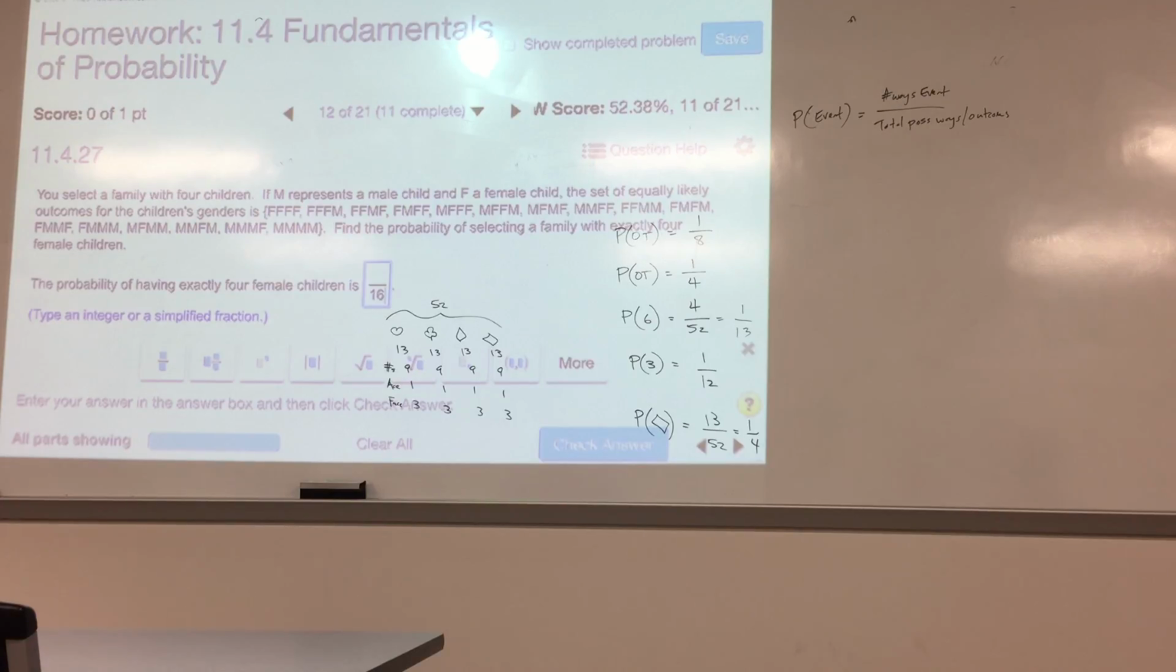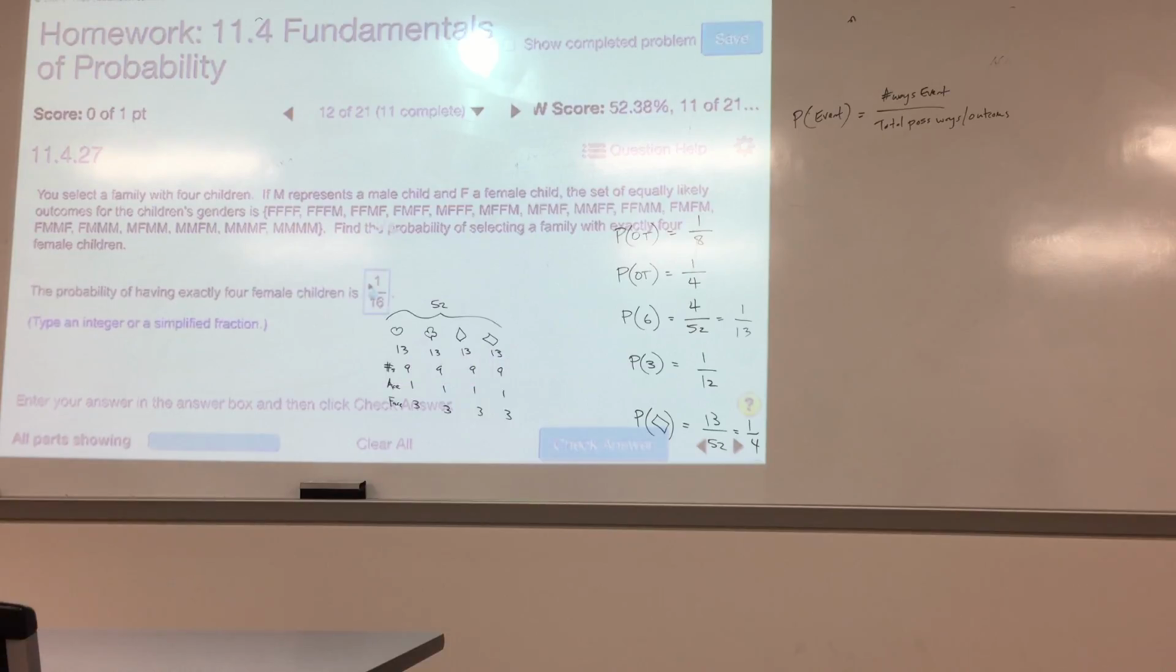Find the probability of selecting a family member with exactly 4 female. They're given all the easy ones. How many is that? 1. I don't like the previous 3 problems that we just did because they're too easy. Let's move along. Exactly 0 female children. That means you're looking for what? 0. All males. It's 1 out of 16 on this one. That's okay.